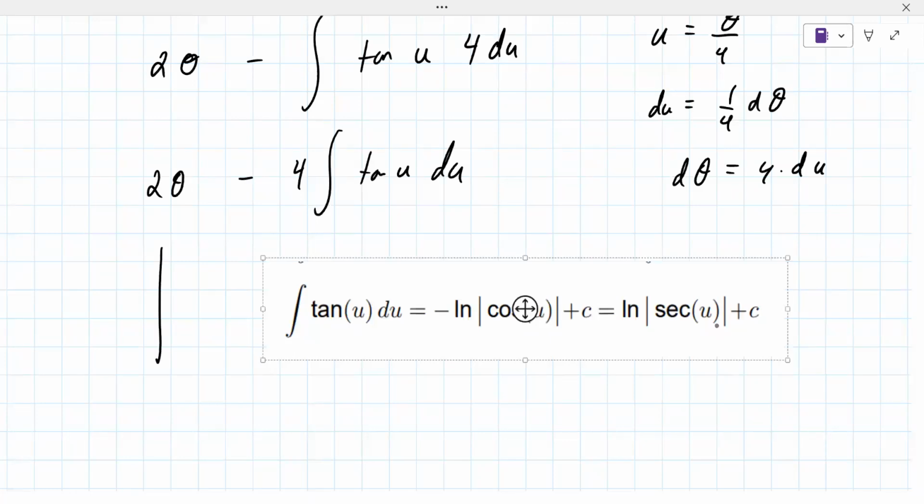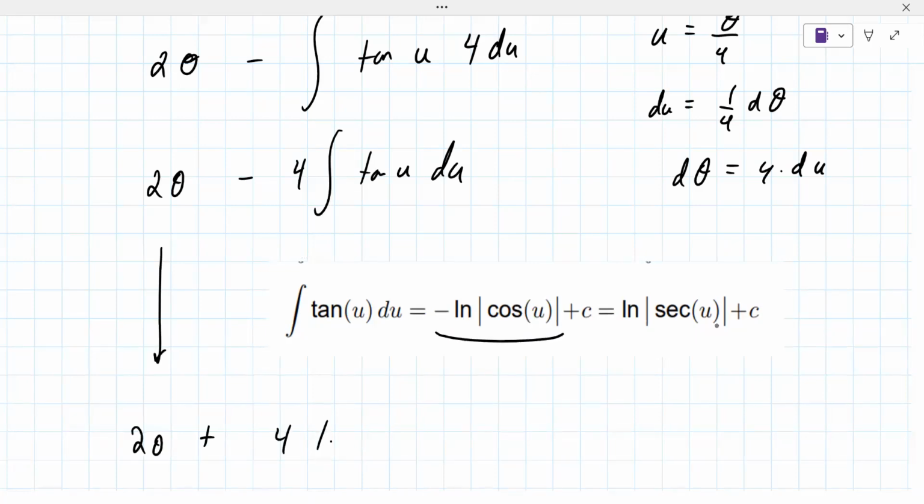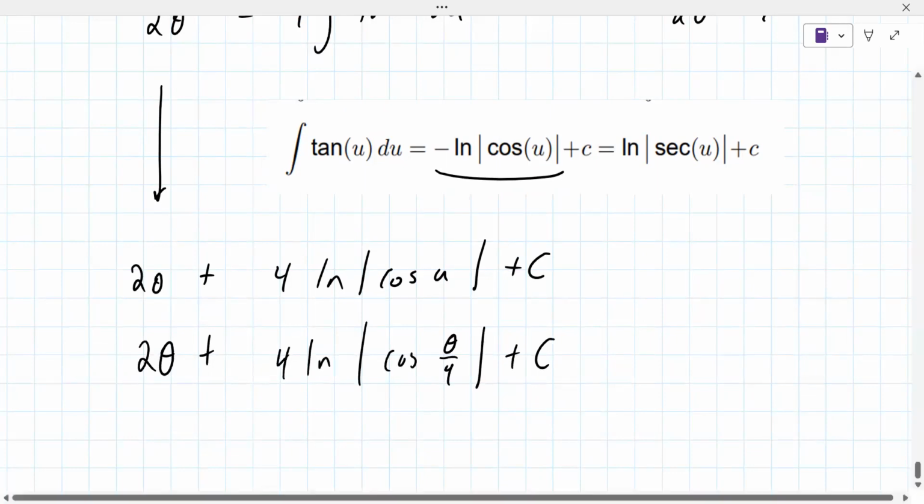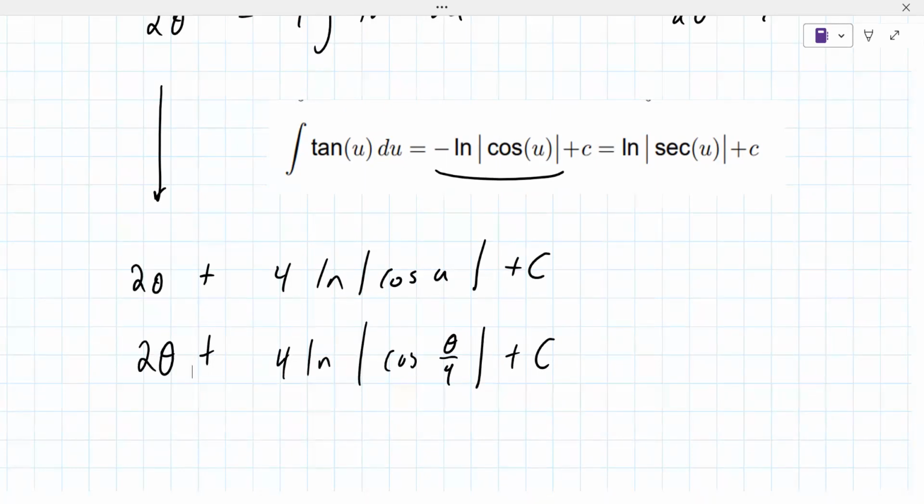So this becomes 2 theta minus 4. And I'll use this one here. So it's plus 4 natural log absolute value cosine u plus c. U is really theta over 4. So it's 2 theta plus 4 natural log absolute value cosine theta over 4 plus c, like that. Okay.